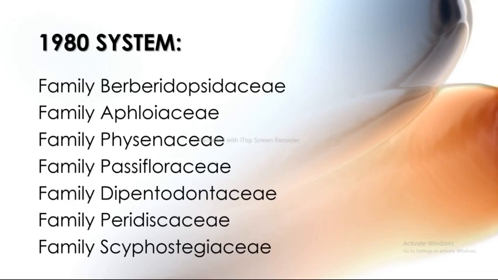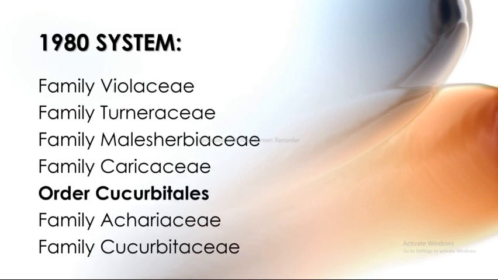Next family is Aphloiaceae, and next is the Ficinaceae. Next is Passifloraceae. Next is Dipentodontaceae. Next is Paridiscaceae, and the next is Cyphostigmataceae. Next is family Violaceae. Next is family Turneraceae, and the next family is the Malesherbiaceae, and the next is the Caricaceae. Next order is the Cucurbitales, and this Cucurbitales includes the family Achariaceae.